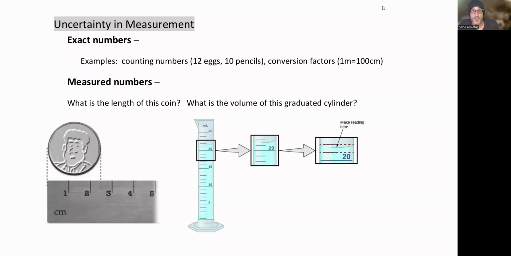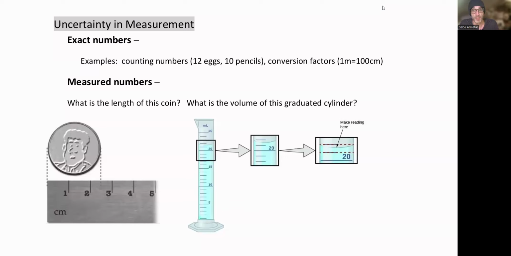Or there are 12 inches in a foot. Those are accepted values that no one's arguing with. There's no uncertainty there. There's exactly 12 inches in a foot, and that's an exact number. So we don't have to worry about significant figures.